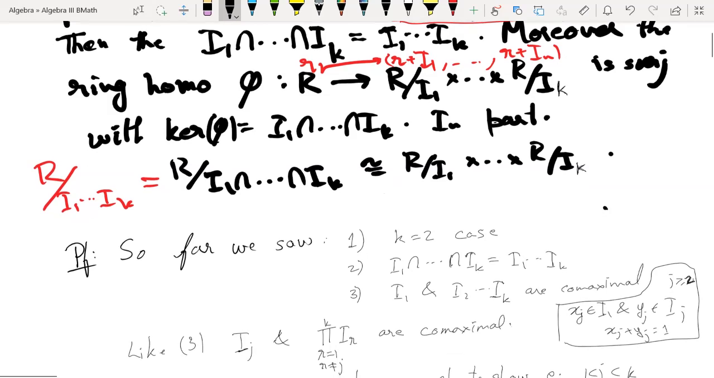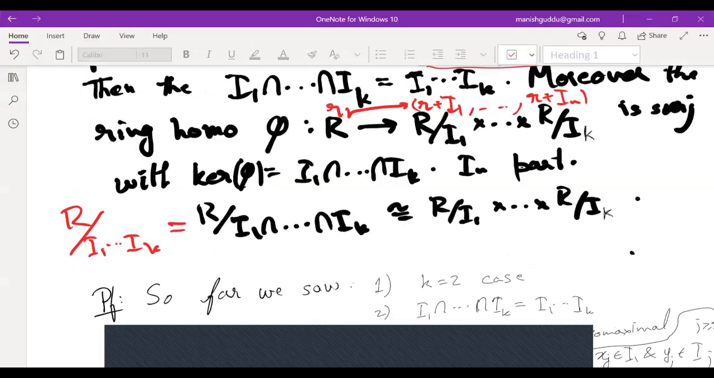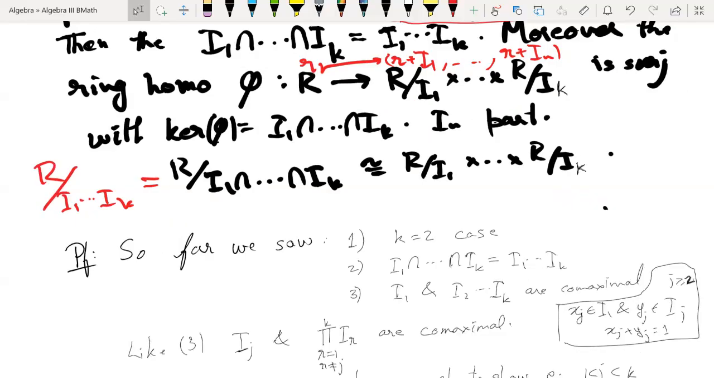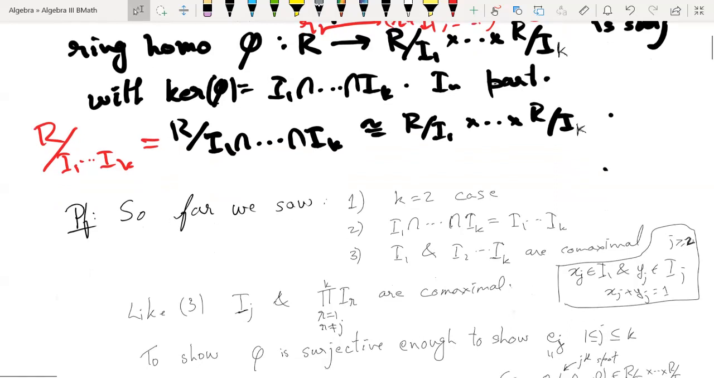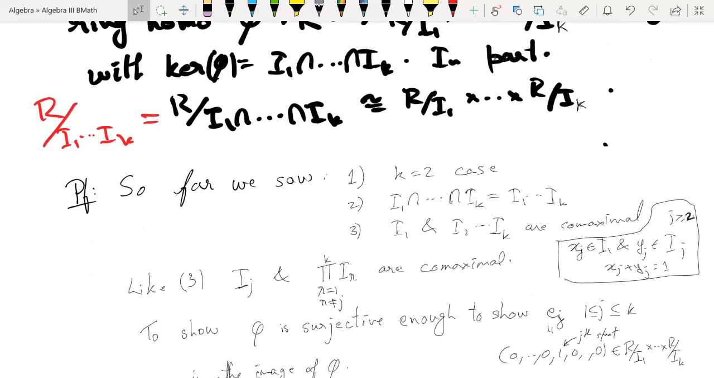Like in this third step here, I can replace I1 by any index. I can replace I1 by I2 or I3 or anything. It's just that the product will be similarly changed. So it's Ij on one hand, and the product of the remaining ideals on the other. If you do that, then you get co-maximal: Ij and the product of Ir, r equals 1 to K, r not equal to j, are co-maximal. The same proof applies.